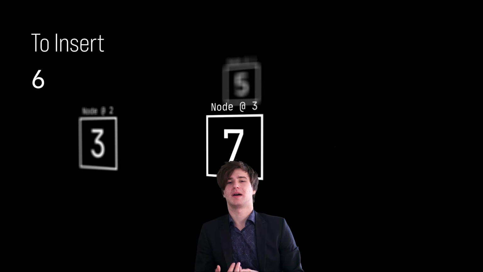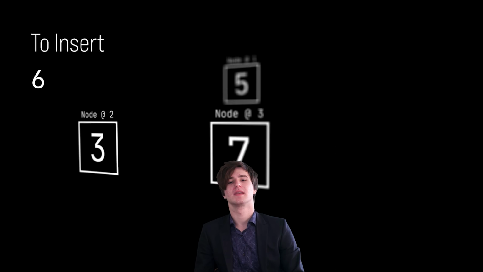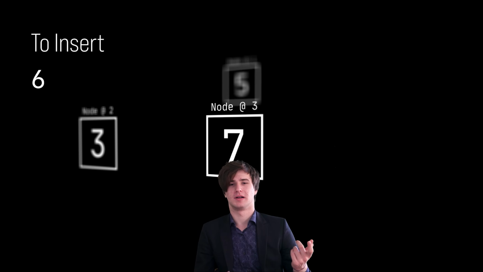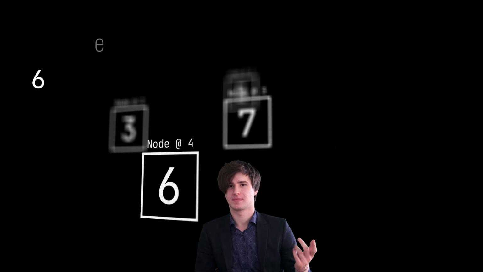Well, keep in mind that this is a recursive sort of data structure. Every node has these 2 references. So we go 5, well, 6 is larger than 5, goes to the right. 6 is smaller than 7, so it has to go to the left of 7. So it goes 5, 7, and then to the left of 7 is 6.